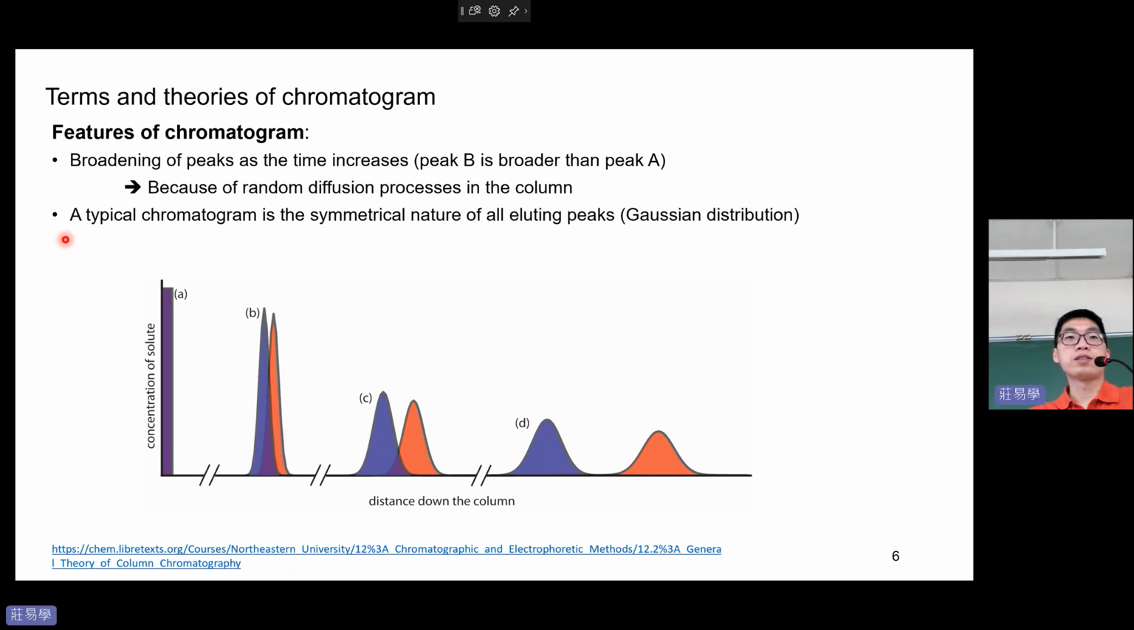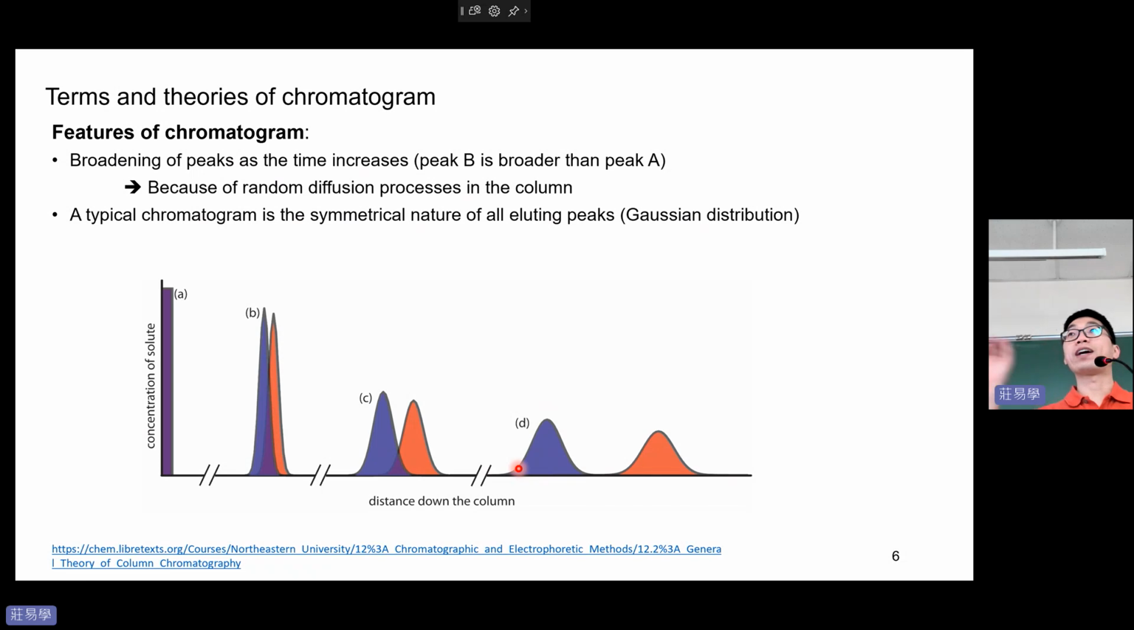Second, a typical chromatogram has the symmetrical nature of all eluting peaks. So here comes the example. A symmetric nature means that when you cut it in half, the right-hand side is the mirror image of the left-hand side. So we call it symmetric. Typically for a chromatogram, a peak is usually symmetric. We call it Gaussian distribution.